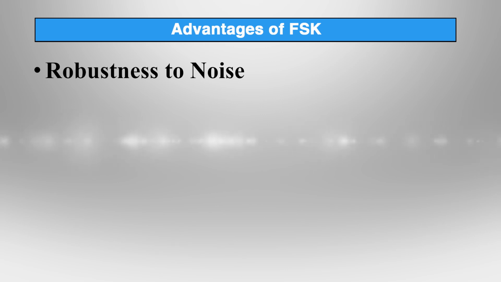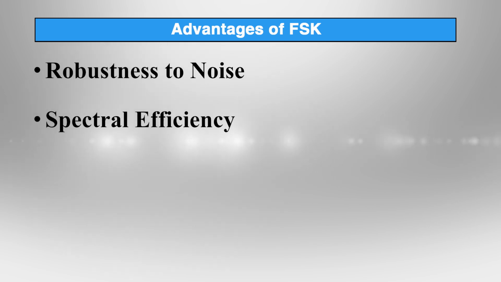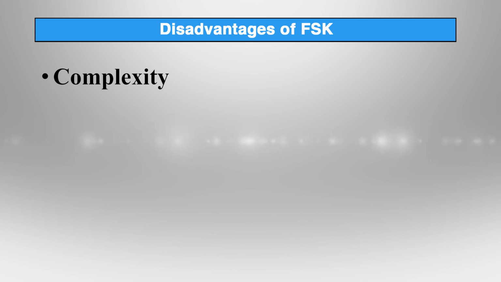Advantages of FSK: Robustness to noise. FSK is more resistant to noise and interference compared to ASK, as changes in frequency are less affected by amplitude variation. Spectral efficiency: Variants such as MSK and GMSK provide better spectral efficiency compared to traditional FSK, making them suitable for high data rates.